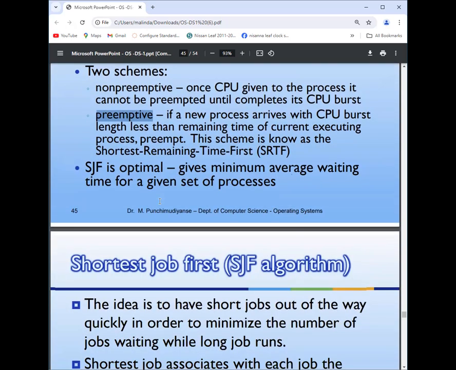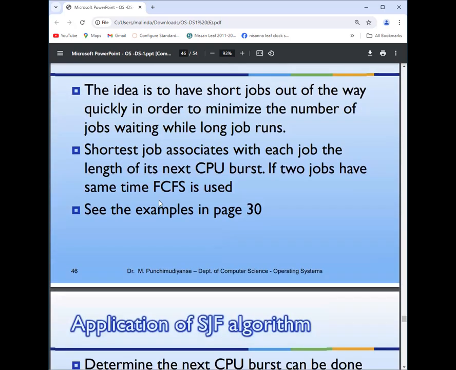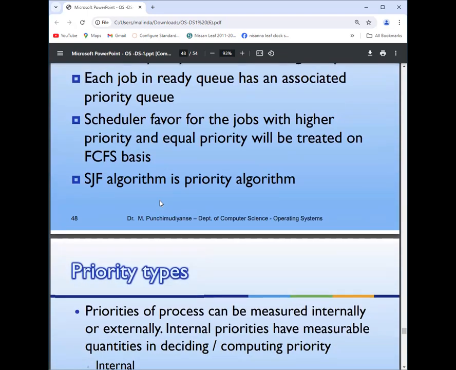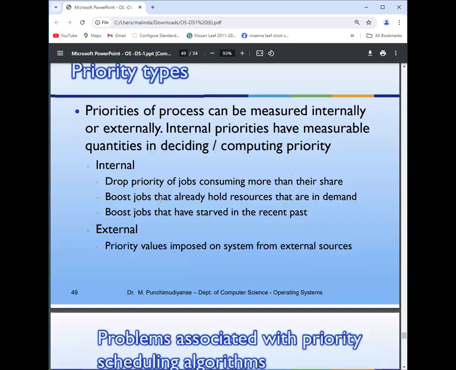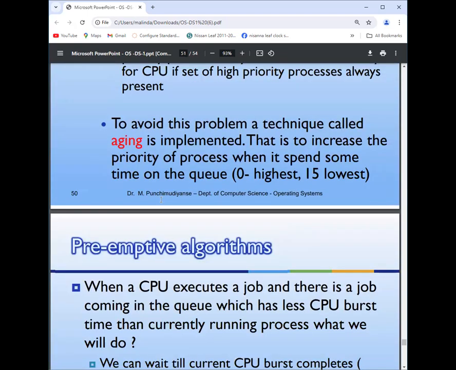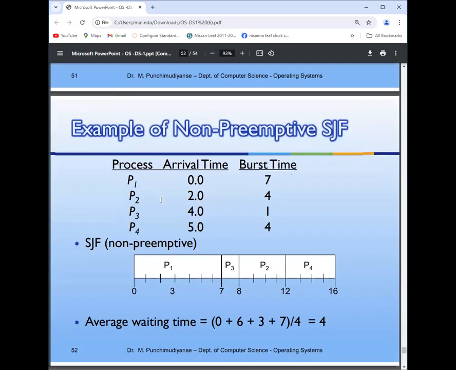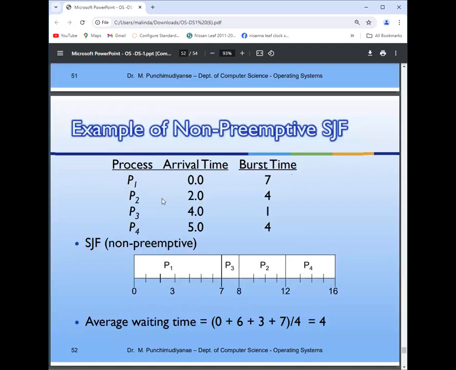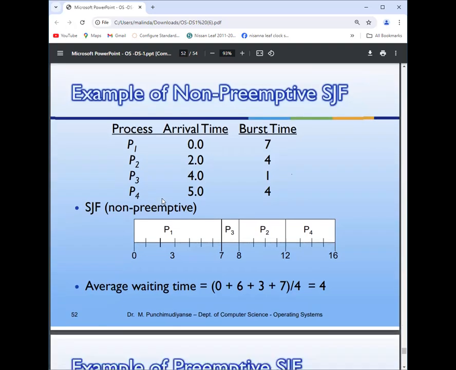So let's use an example. I will come back to this theory later while I explain. This is an example of non-preemptive SJF. Non-preemptive means while the job is running on the CPU, you cannot take it out. That is the non-preemptive shortest job first algorithm.